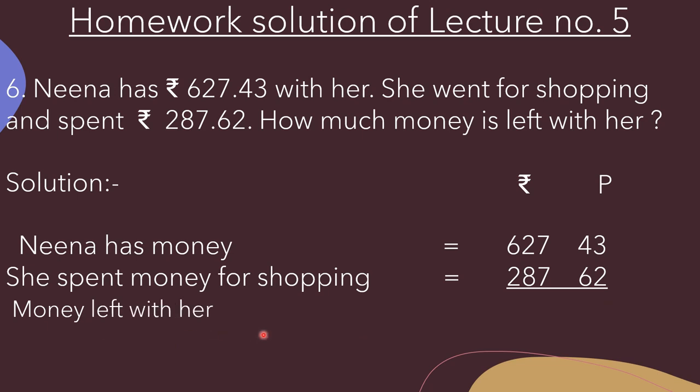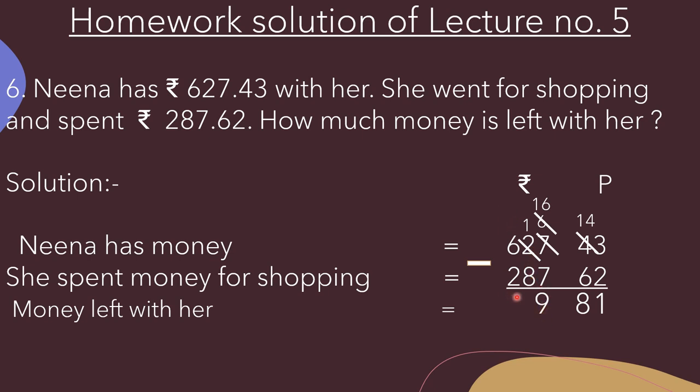Now money left with her. So for that we need to subtract the given amounts. So let's start from our right hand side. So 3 minus 2 is equal to 1. 4 minus 6, that is not possible. So here we will take borrow, and this 4 will become 14 and this 7 will become 6. Now 14 minus 6, that is equal to 8. 6 minus 7, that is not possible. So here again we will take borrow, and this 6 will become 16 and this 2 will become 1. Now 16 minus 7. So here we will write 9.